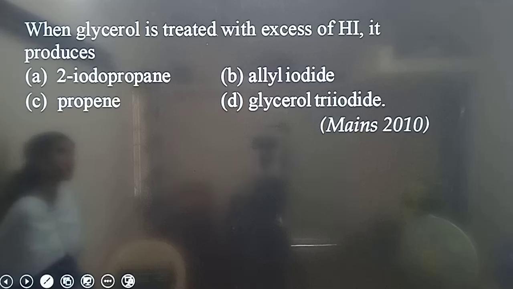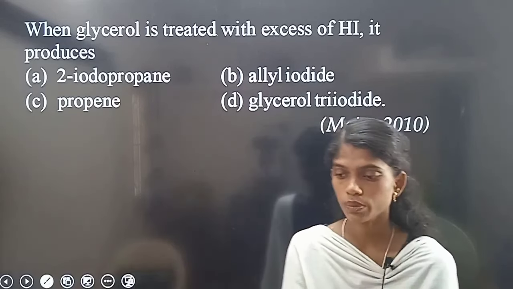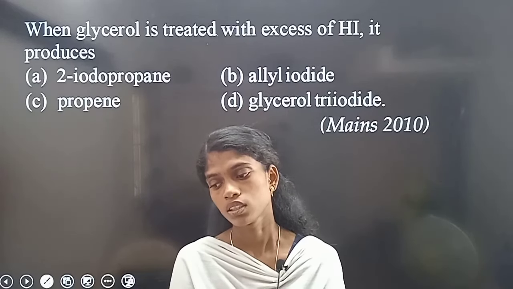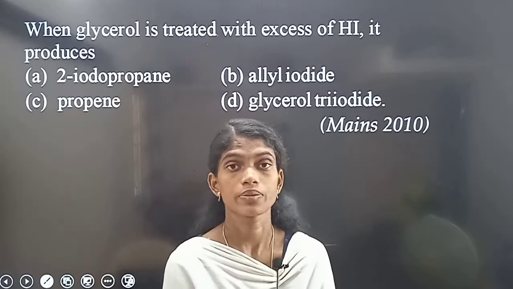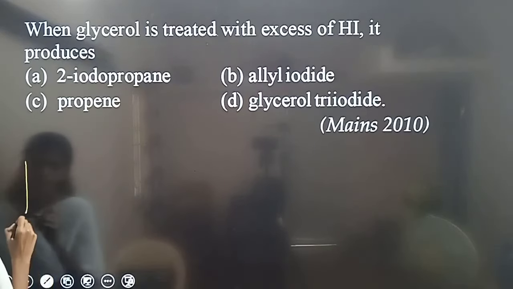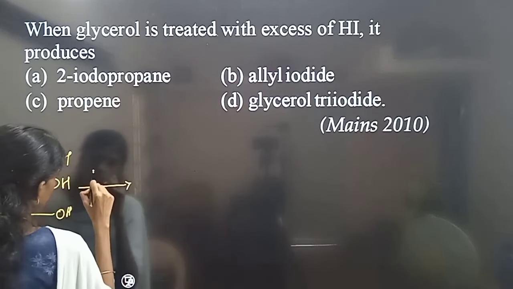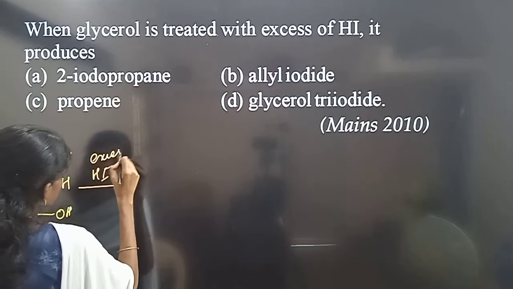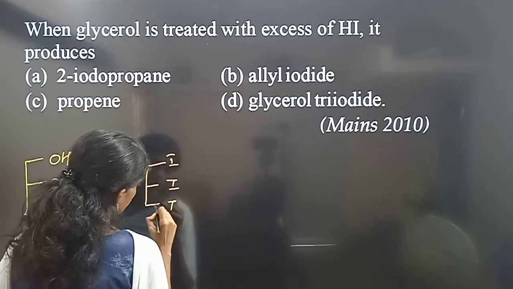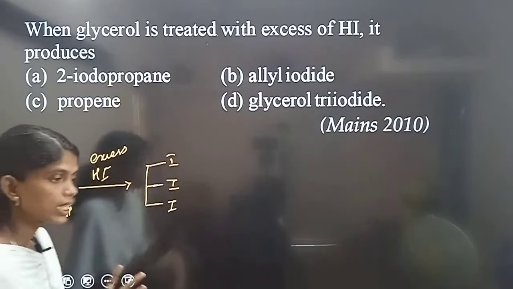When glycerol is treated with excess of HI, it produces option A 2-iodopropane, option B allyl iodide, option C propene, option D glycerol triiodide. Okay, so let us try the reaction and predict the product. So this is glycerol and it is reacted with excess of HI. So it produces glycerol triiodide. Okay, but we studied this one.